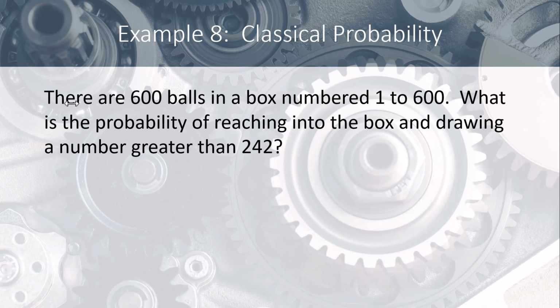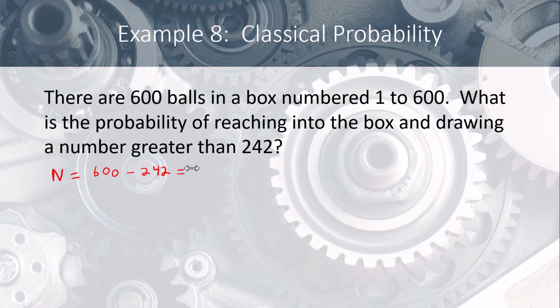Well, the first question is, how many balls are going to have a number that is greater than 242? And the answer is going to be, I'm going to just write that as n, the difference between 600 and 242, which, by the way, would be 358.